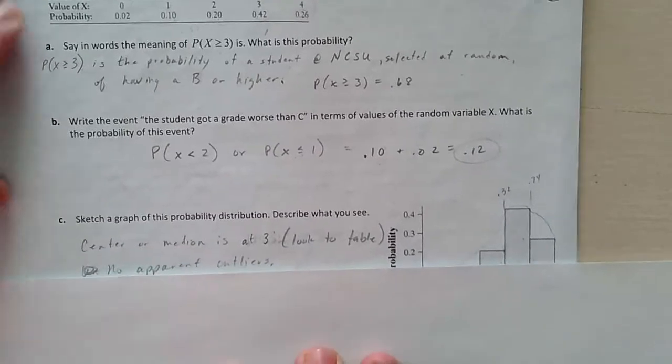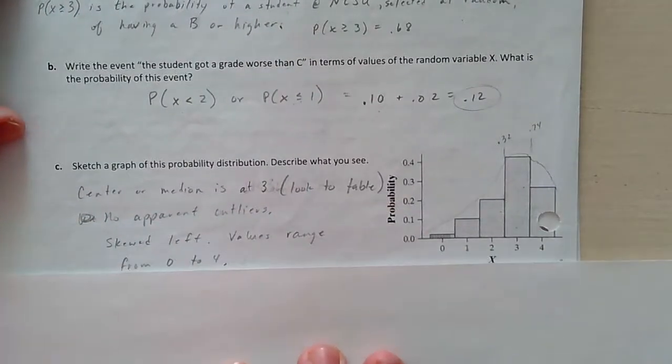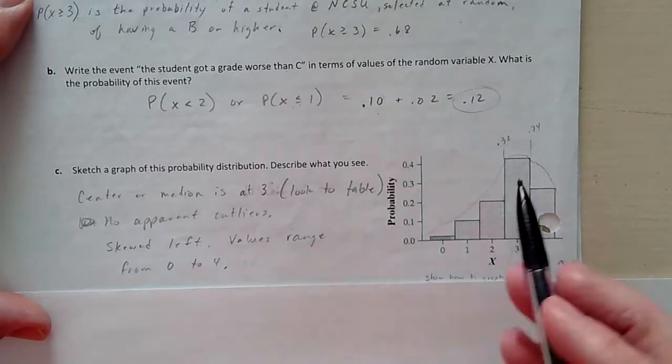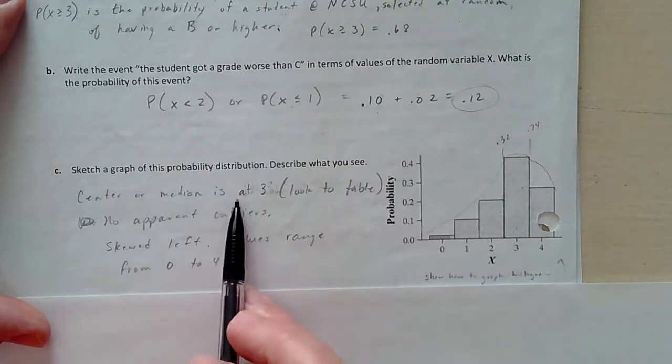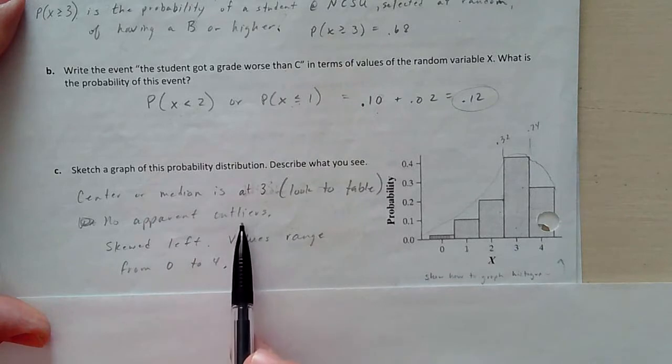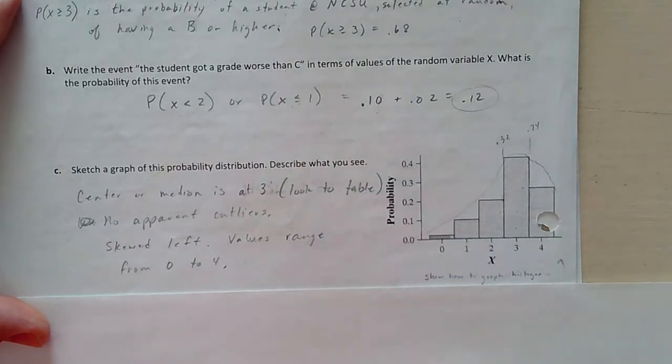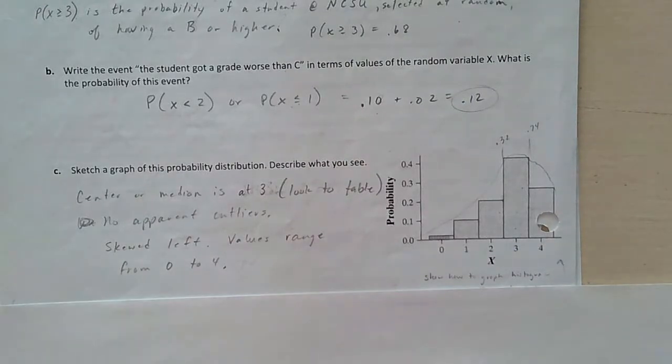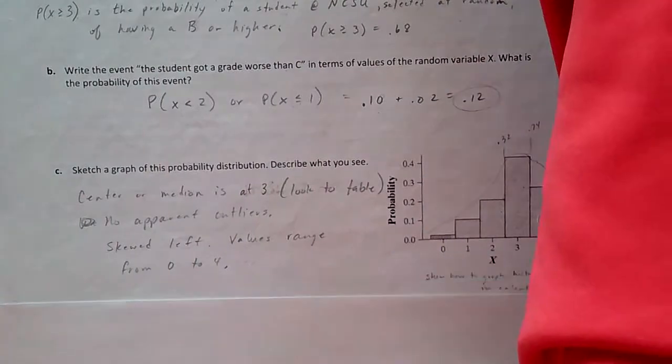And then C, once again, they made the histogram for you. You're going to have to make one later, though. Center is at 3. Okay, 50th percentile lies here. No apparent outliers. This is skewed left. Values range from 0 to 4. Okay. All right, let's turn the page.